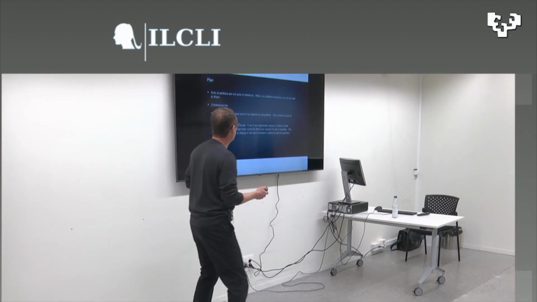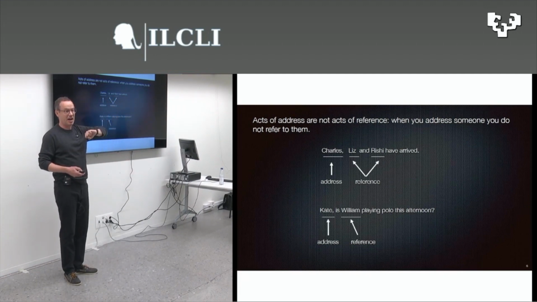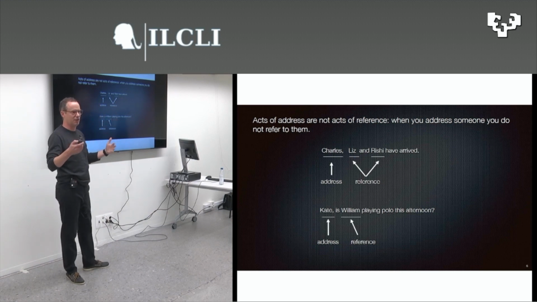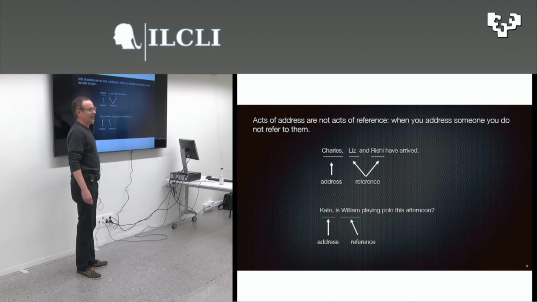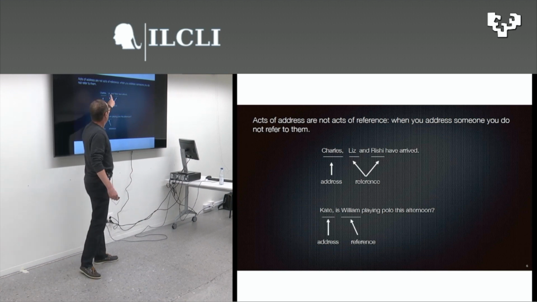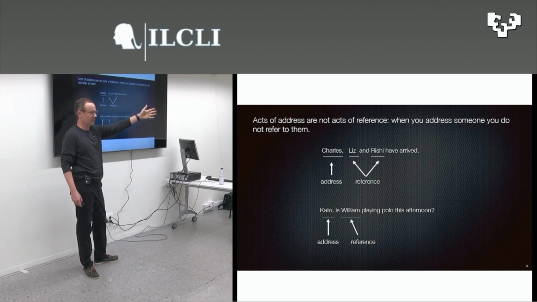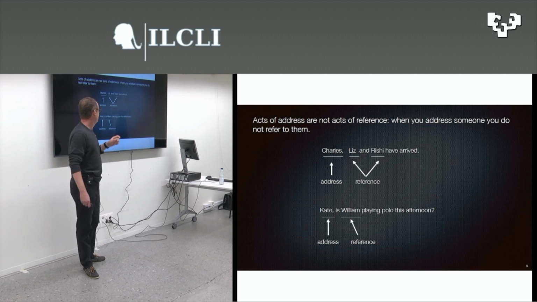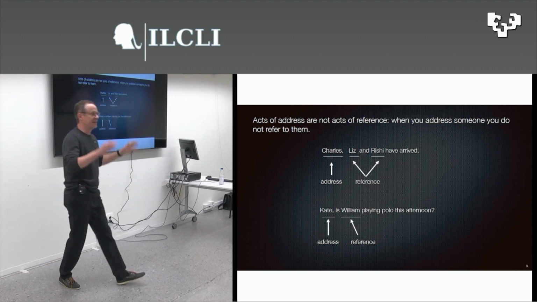Okay, all right. But to get to that, I need to argue that acts of address are not acts of reference. So the distinction I'm drawing here, just to give you a feel for it: Charles, Liz, and Rishi have arrived. That's an act of address, and these are acts of reference. I'm using those names to perform acts of reference. I've addressed Charles, I've referred to Liz, and I have referred to Rishi. Similarly here: Kate, is William playing polo this afternoon? I have addressed Kate, and I have referred to William. That's the intuitive difference there.